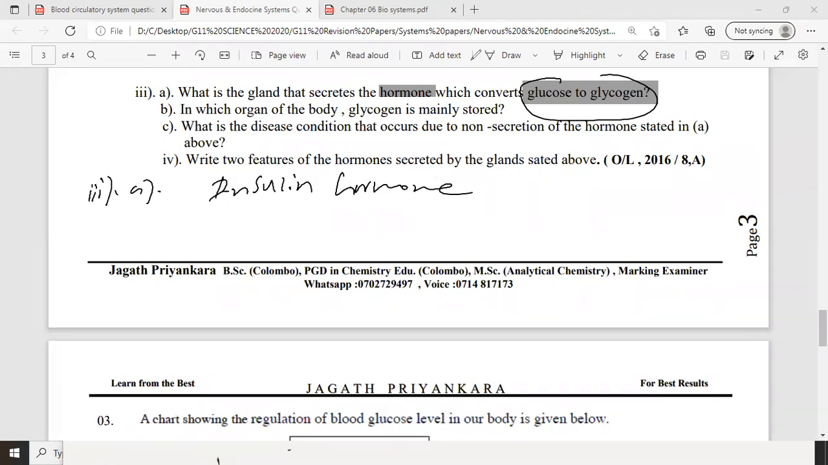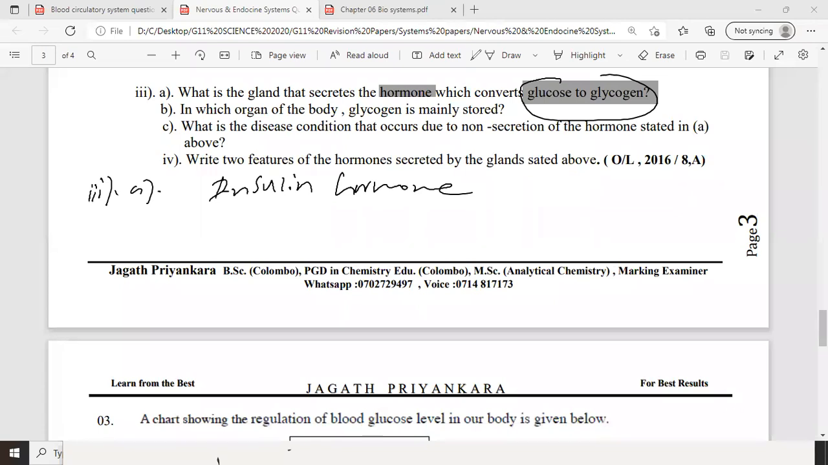Then the opposite of this: if you imagine you are fasting, that is glucagon. Immediately after meals, blood glucose level can increase. So which hormone prevents this rise in the blood glucose level beyond the limit? Insulin. Immediately after meals, insulin. When you are fasting, glucagon. Write that if you want in your short notebook.